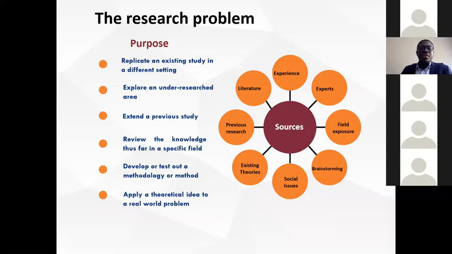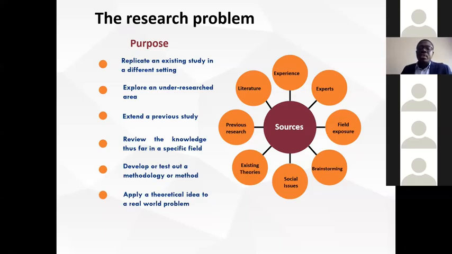And then to develop or to apply a theoretical idea to a real world problem. Theories are abstractions. They are used to explain phenomena. And you want to test those theories to find out whether in reality they hold true. So that can also be the focus of your research, where you try to test a theory. Most of the quantitative studies that we do, we test theories.